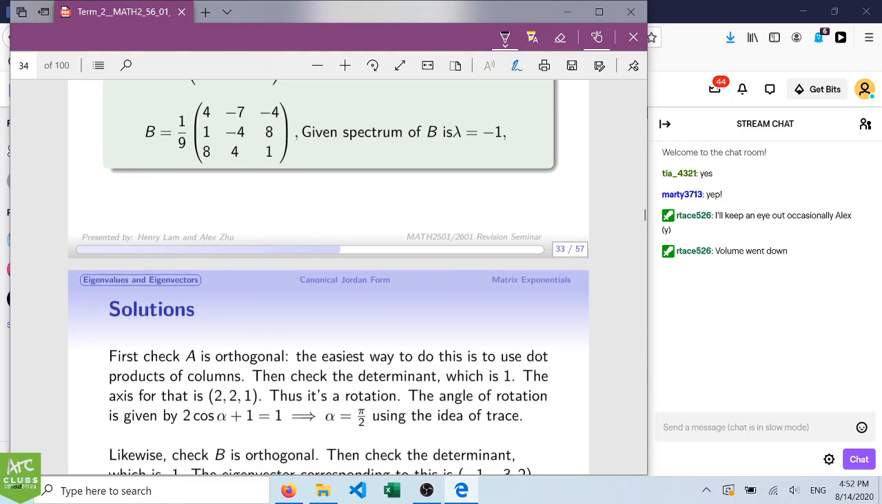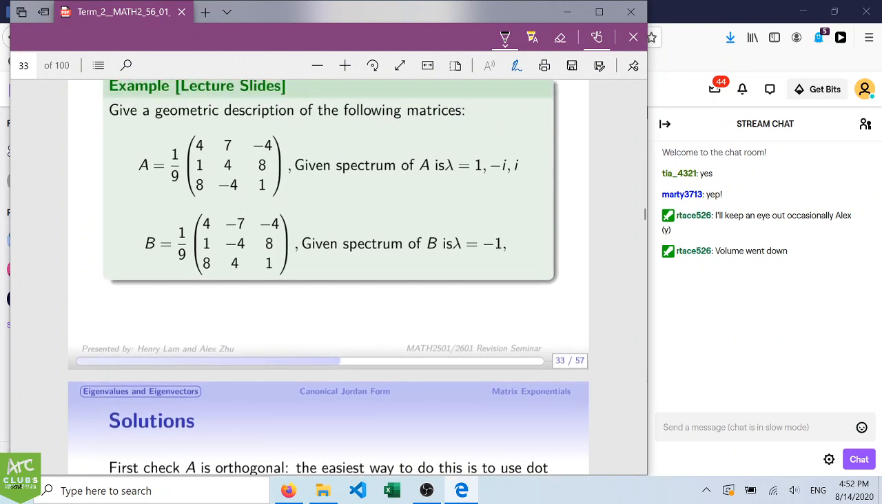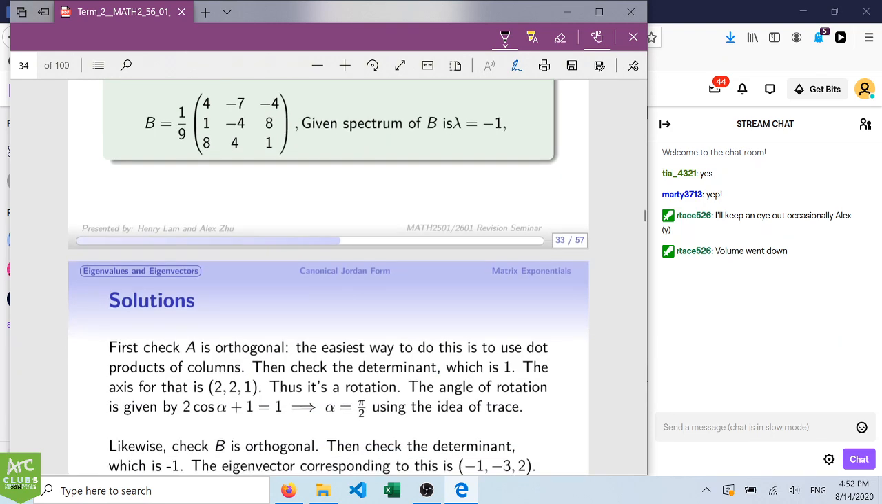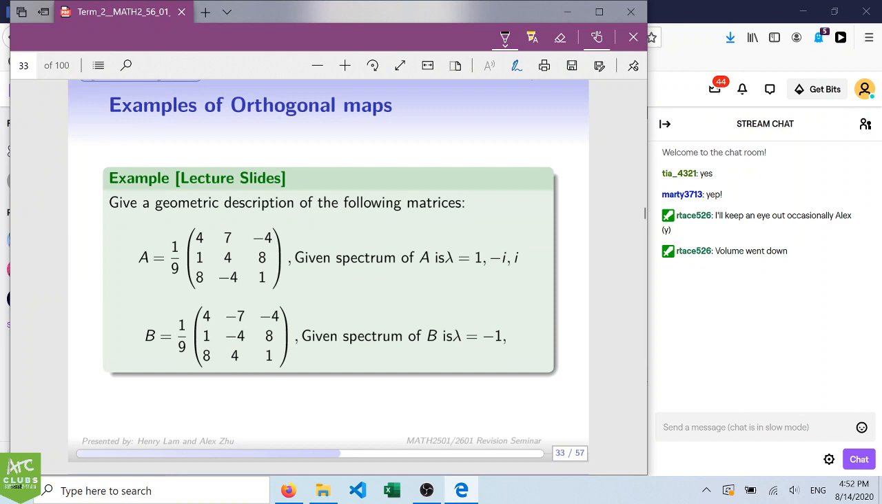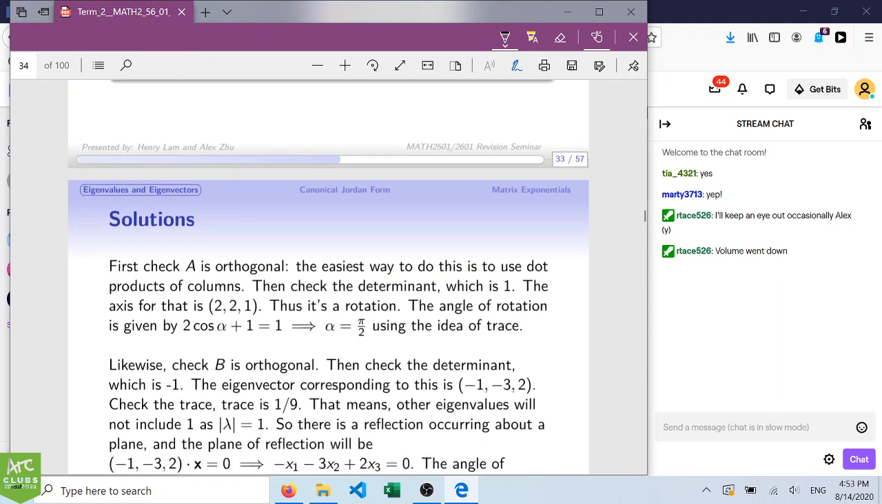Now, we know that the product of eigenvalues is also the determinant. So the fast way to do this question is you just take the product of these eigenvalues because they're going to equal the determinant. And if we know that the determinant is 1, that means the whole matrix didn't reflect its axis. It just kept the same orientation, and it only rotated. And how do we check the rotation? Just look at 2 cos alpha plus 1, right?